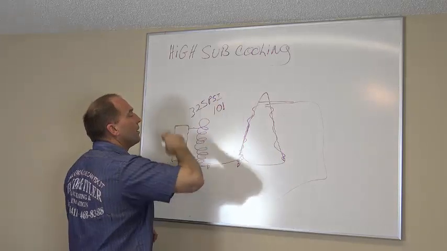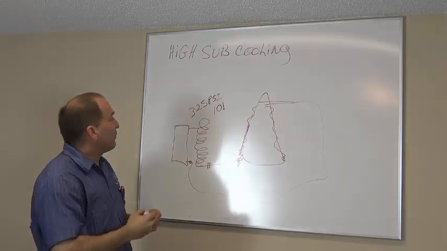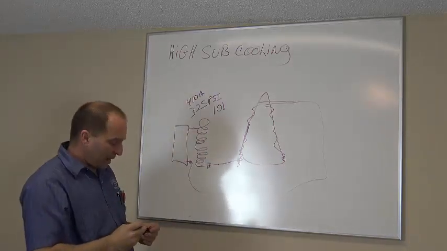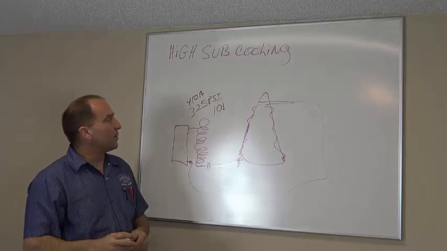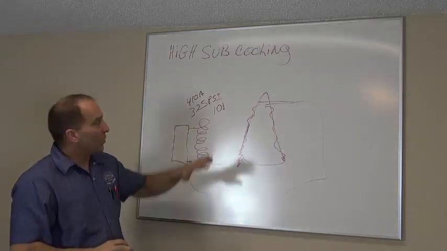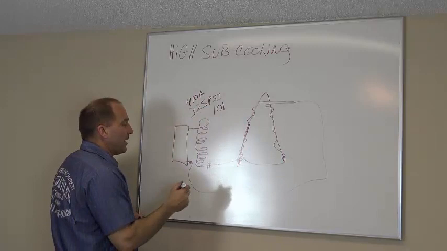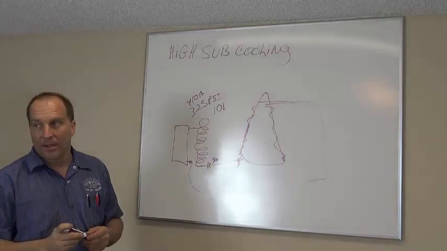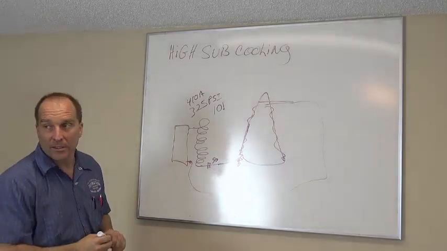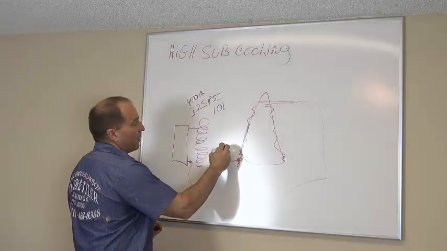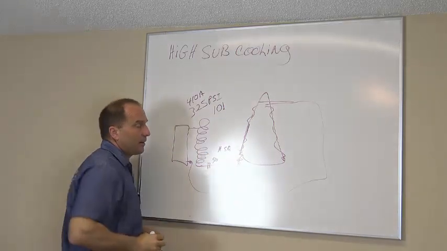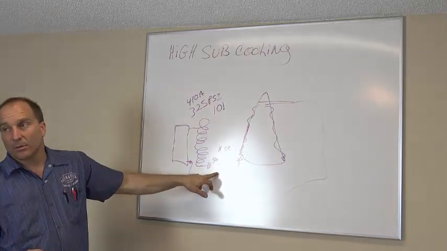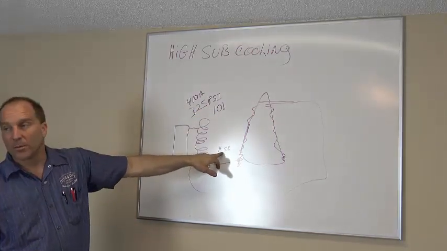So if I have a 410A system and you've got a 325 pound head pressure, your saturation temperature is 101. As that thing cools down, if I'm reading 90 degrees right here at my liquid line, that gives me an 11 degree subcooling. Okay? Got that? Saturation temperature minus the actual temperature on the line equals your subcooling.